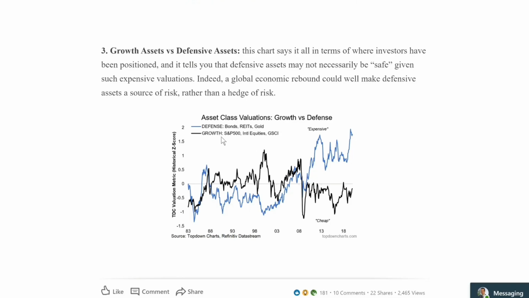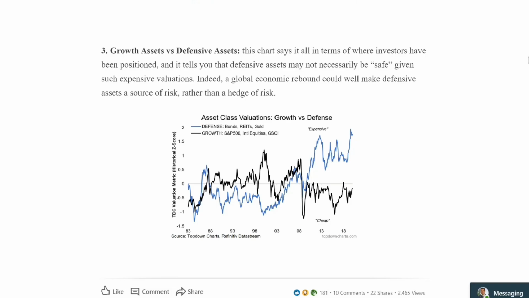And then for the growth side, you've got valuation indicators for S&P 500, international equities, and commodities. It's not as cheap as it was, but basically they're still on the cheap side. And really what that chart is telling you is that growth assets are still actually cheap and defensive assets pretty expensive. And when something's that expensive, it changes the nature of the forward-looking risk return landscape.